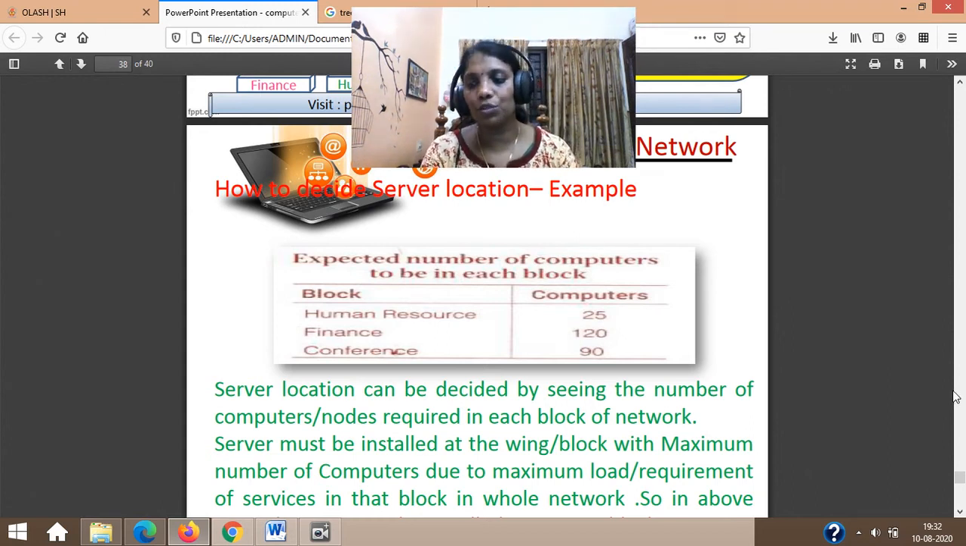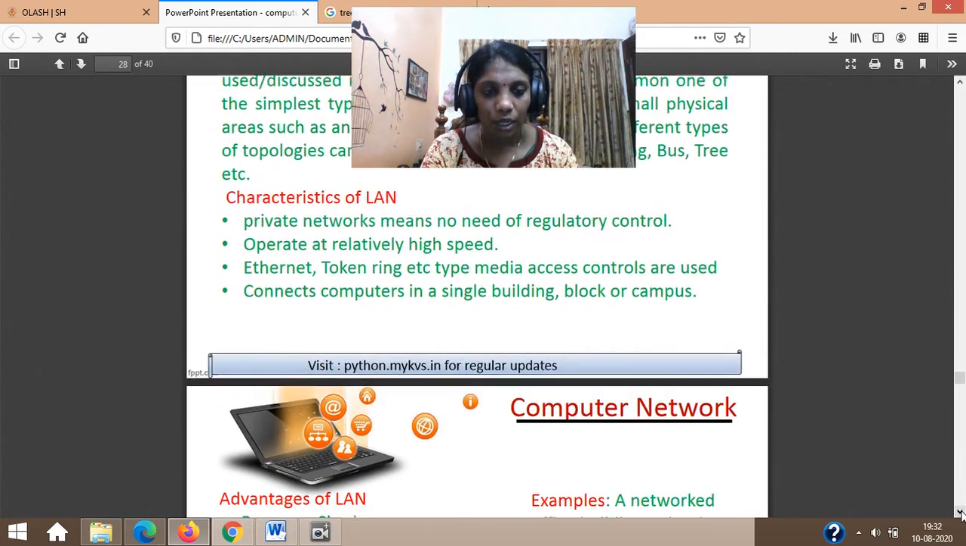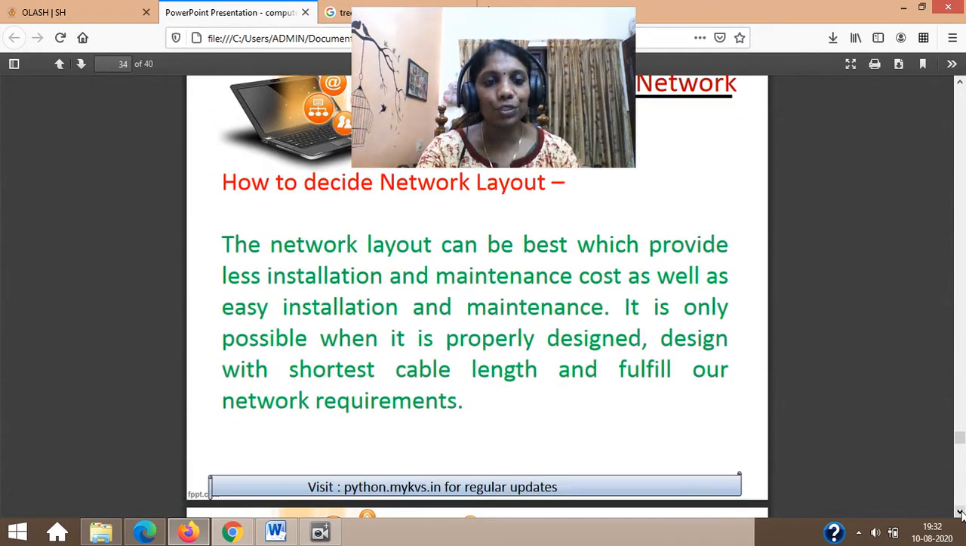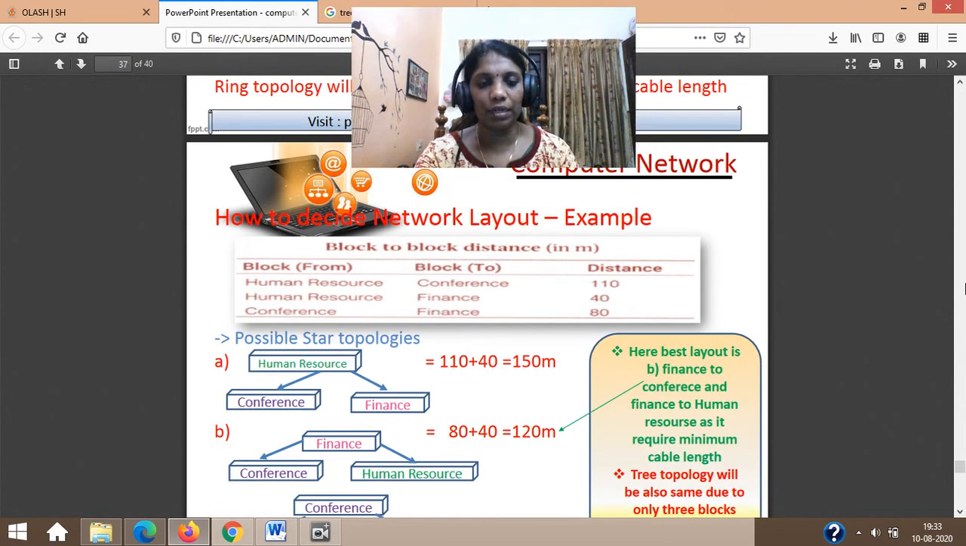After deciding these two, we will understand that the finance block is going to be our server block, or the server machine has to be placed in finance. We will never think about ring topology, because as we already told, we are not following that. So the best layout we decided is finance to conference and finance to human resource. This is how you have to draw: finance, conference, finance, human resource. The reason is it has minimum cable length and it has more computers there.